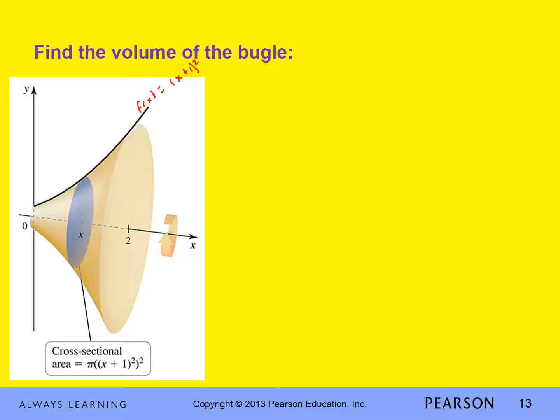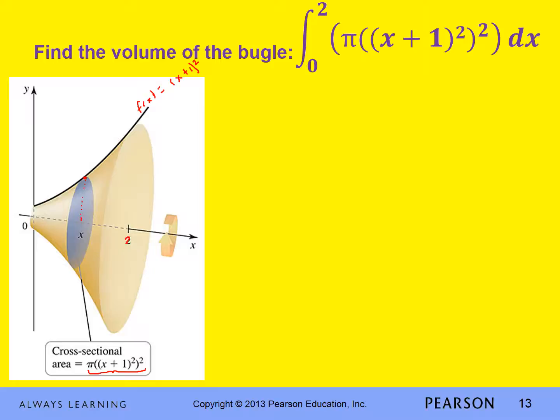And that's the height. That's also the radius of the circular cross section. Area of a circle is pi r squared. So pi times the square of x plus 1. And so to find the volume of this bugle, we will need to integrate from 0 to 2. We're going to find the integral from 0 to 2 of pi times the square of f of x.